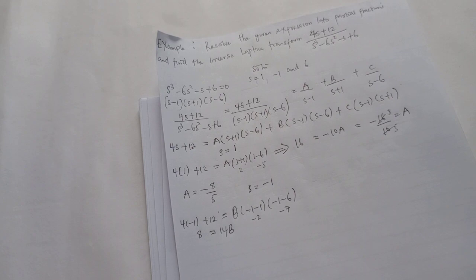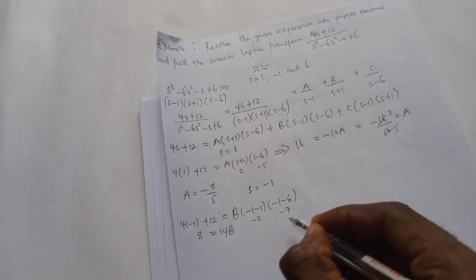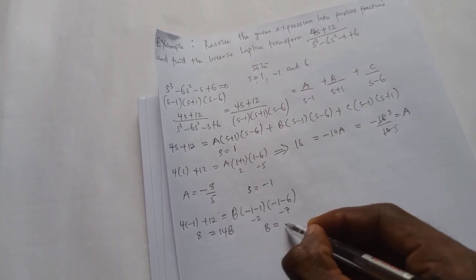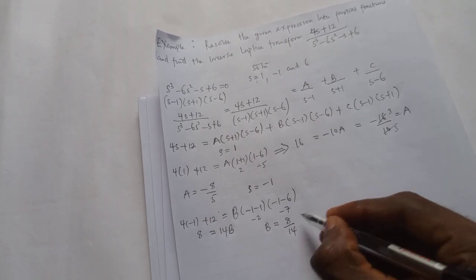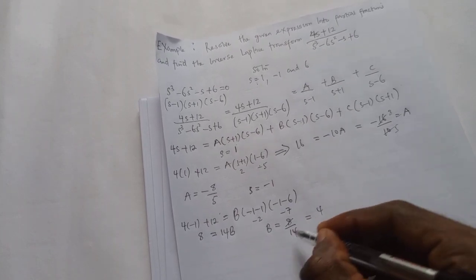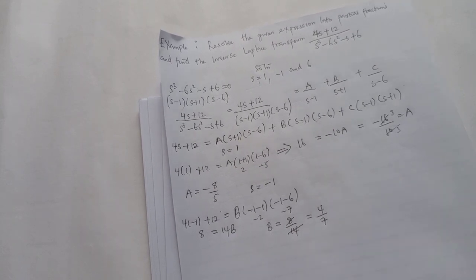So if this is equal to this, it means that my b is equal to 8 over 14, and 8 over 14 is the same thing as 4 over 7.